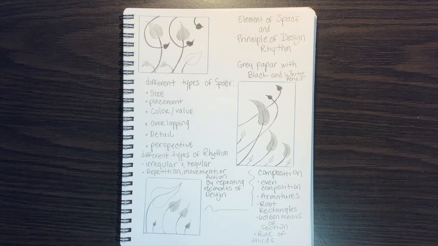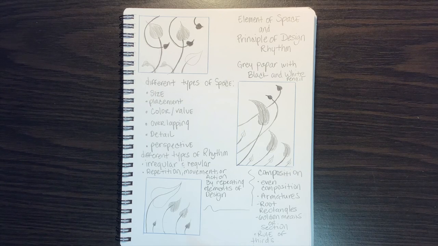Those are different types of space that you can play around with when trying to figure out a composition. When it comes to different types of rhythm, rhythm and space are similar, although one is an element of art and the other is a principle of design. To simplify it, you can have irregular rhythm or you can have regular rhythm.